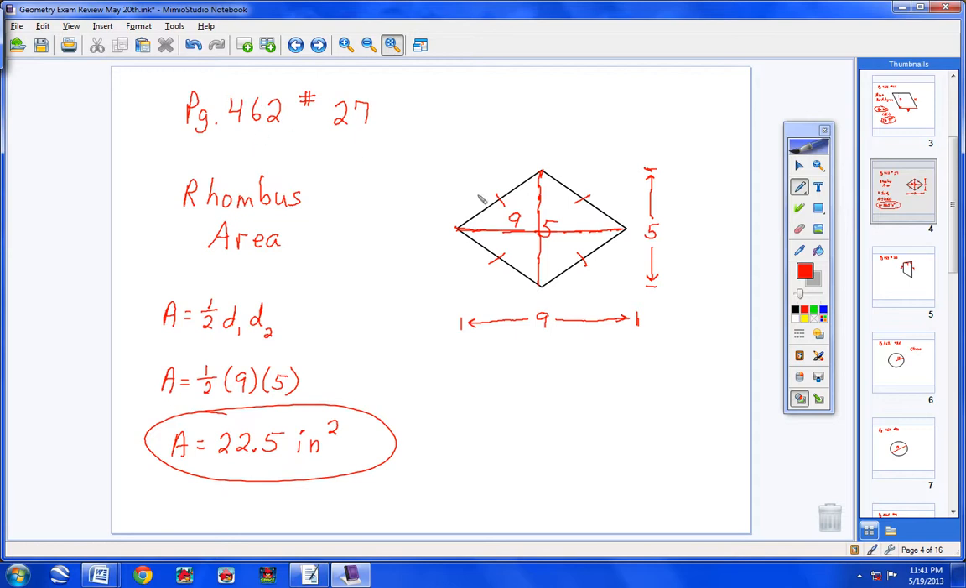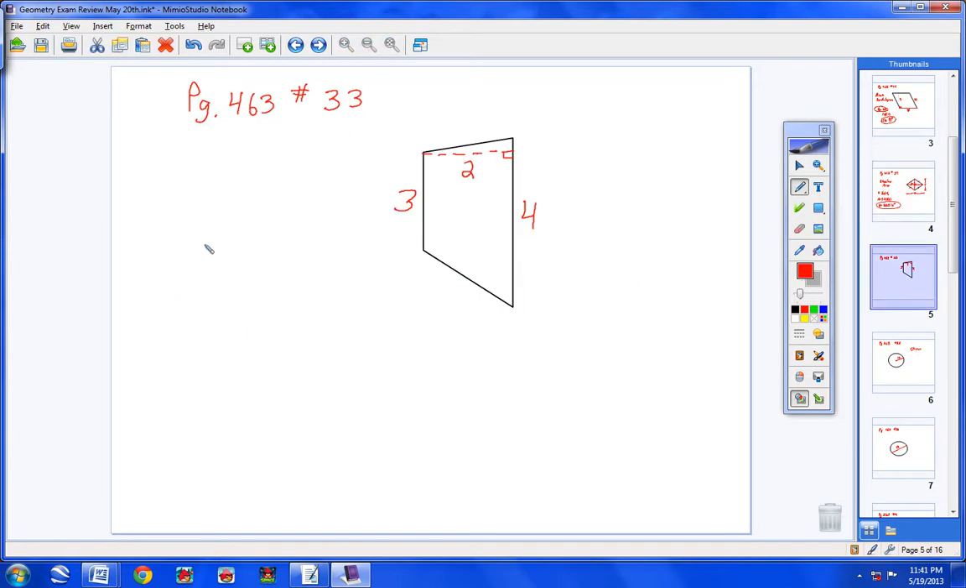Moving on, let's take a look at the next problem that we're going to do, and that would be page 463, number 33. Page 463, number 33. And this is the area of a trapezoid, okay? So take notes however you want to here, area of a trapezoid. And you're welcome to write on your little cheat sheet for your test, area of trapezoid equals, okay? And that formula is this, 1/2 times the height, and then parentheses, base 1 plus base 2.